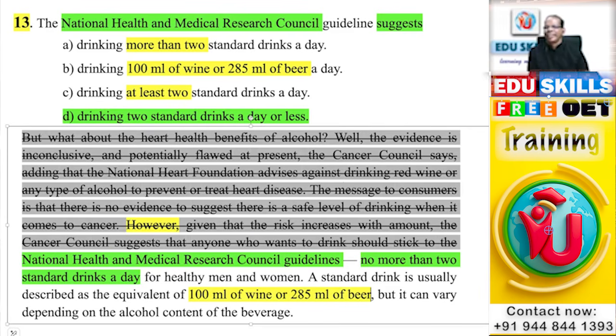So the A option is more than 2 drinks. Maybe 10 drinks, 20 drinks, 200 drinks, whatever. Option B says 1 drink. Option C says at least 2, like option A. More than 2, anything is allowed. The fourth says drinking 2 standard drinks, exactly 2 standard drinks a day, after the name. I think this is from the official OET website. Thank you, OET, for allowing me to use this for teaching purposes.